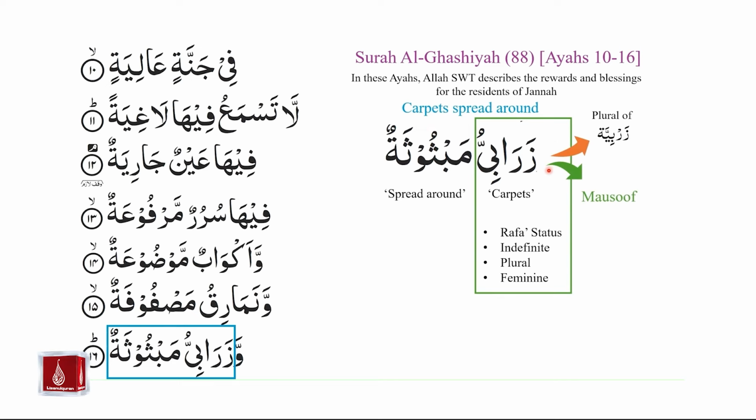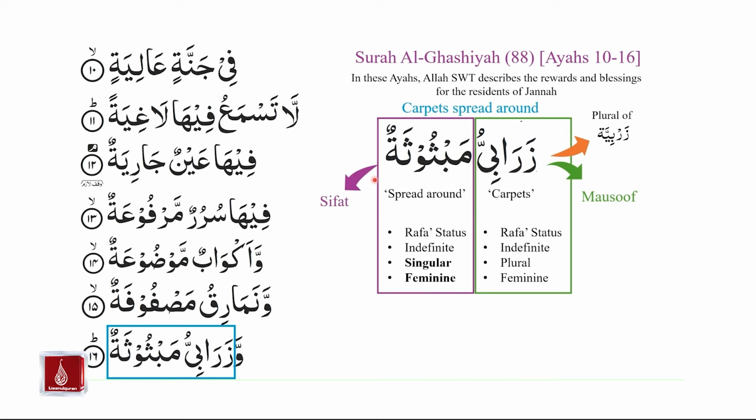If we look at zarabiyu, zarabiyu means carpets. It is the plural of zarbiya. Zarabiyu is Mosuf. It is Rafa in status, indefinite in capacity, plural in number, and feminine in gender. Mabthusatun is the Sifat. It describes the quality or attribute of the carpets, that is, they are spread around. It is Rafa in status, indefinite in capacity, and singular and feminine.